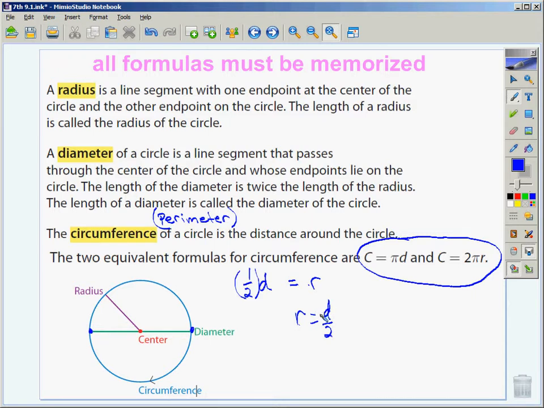So, the most important thing about today's lesson is right here. Circumference equals pi times diameter. Circumference equals 2 times pi times the radius. That's what the two formulas mean.